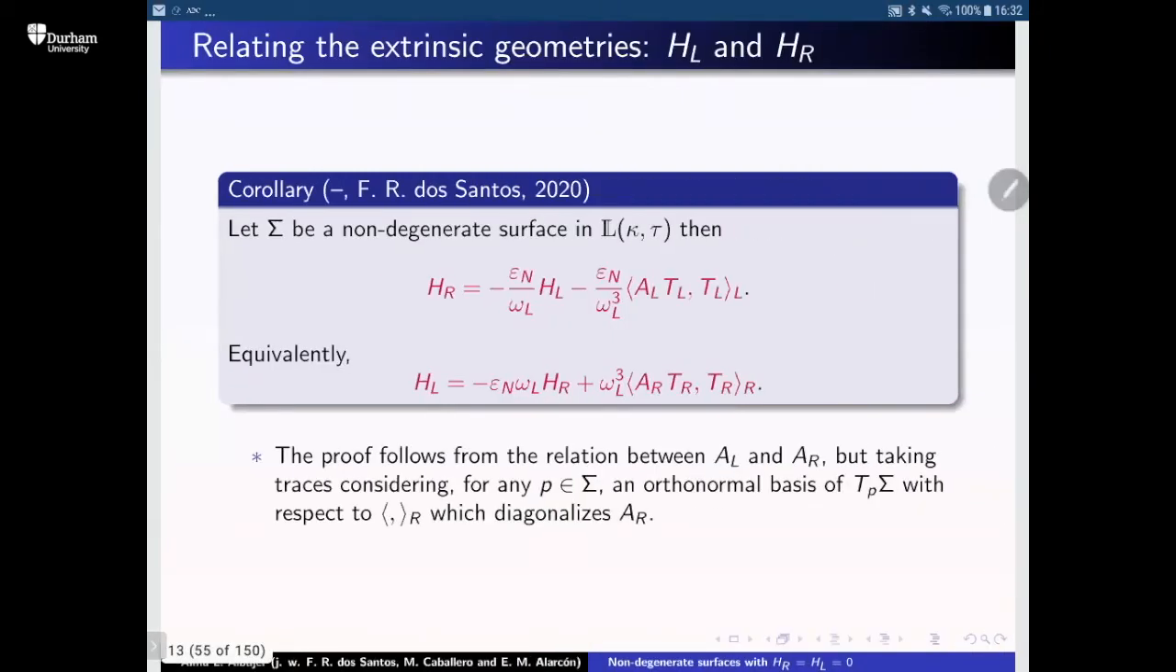The only thing we have to do in order to prove these formulas is to take traces in the expression related to shape operators, but we have to be careful and take an orthonormal basis with respect to the Riemannian metric which diagonalizes the Riemannian shape operator, because we can only be sure that the Riemannian shape operator is diagonalizable. In the case of a Lorentzian surface, the shape operator does not need to be diagonalizable. So we only have to be a little bit careful with that, and we get this expression.